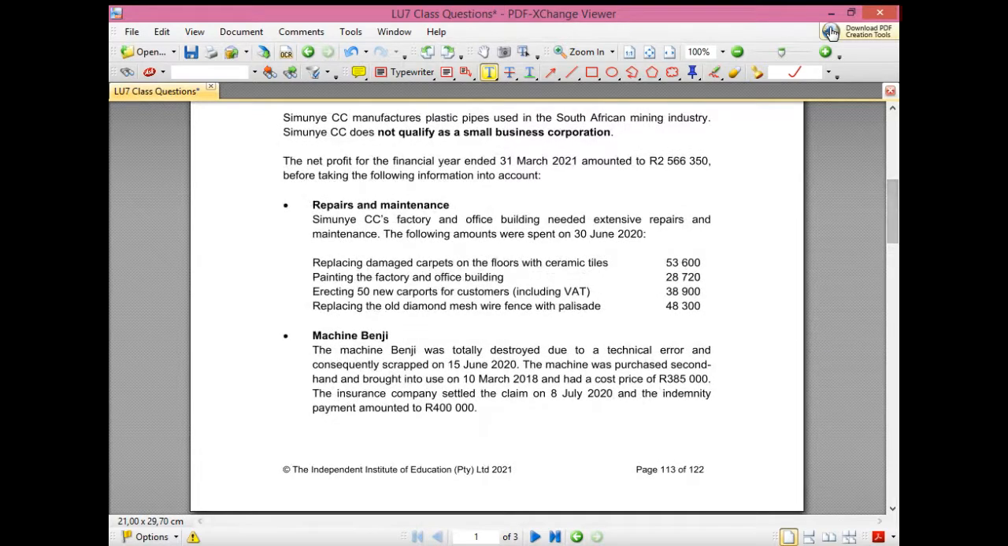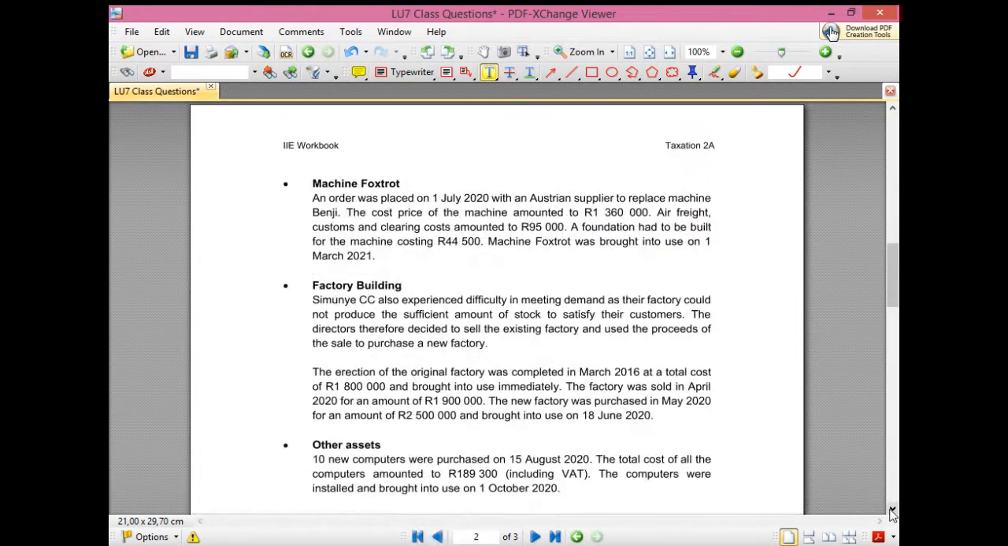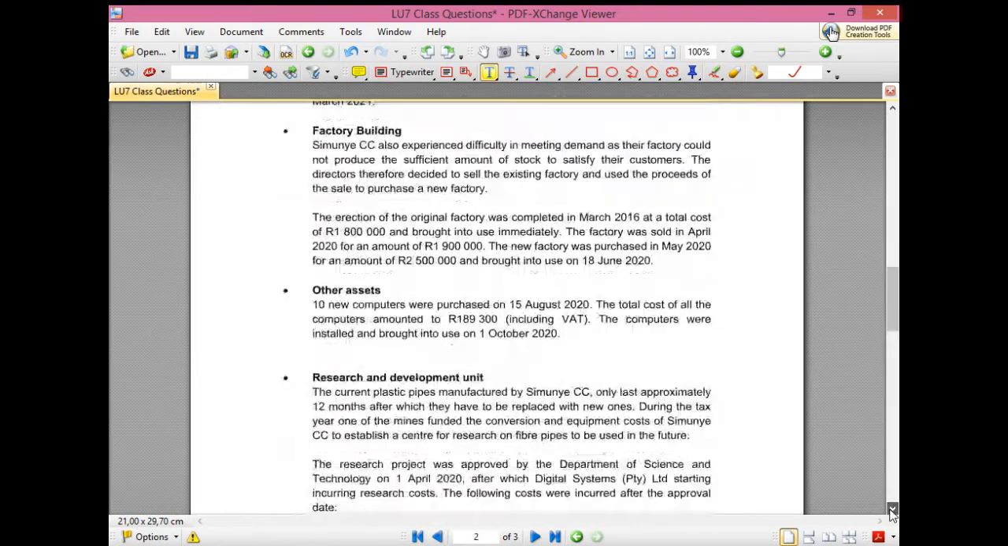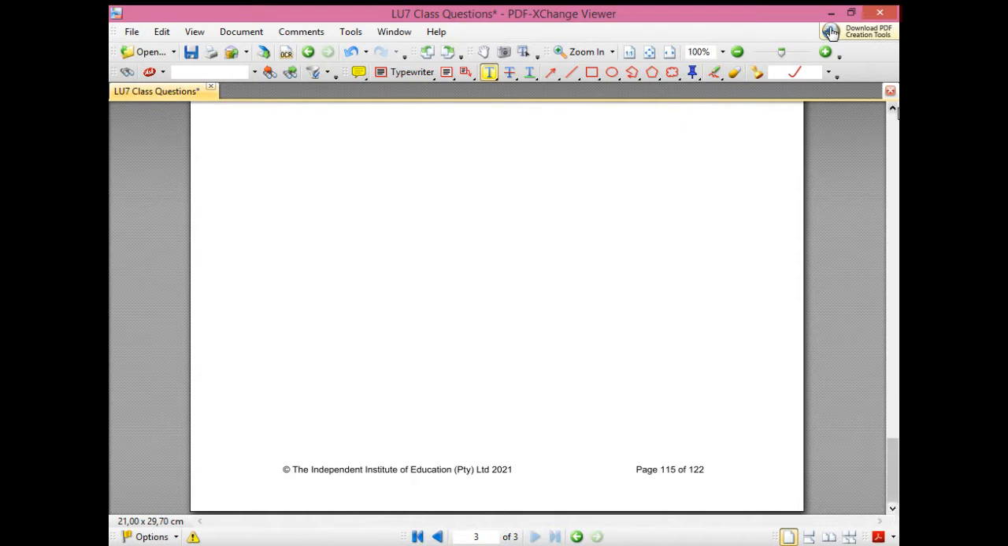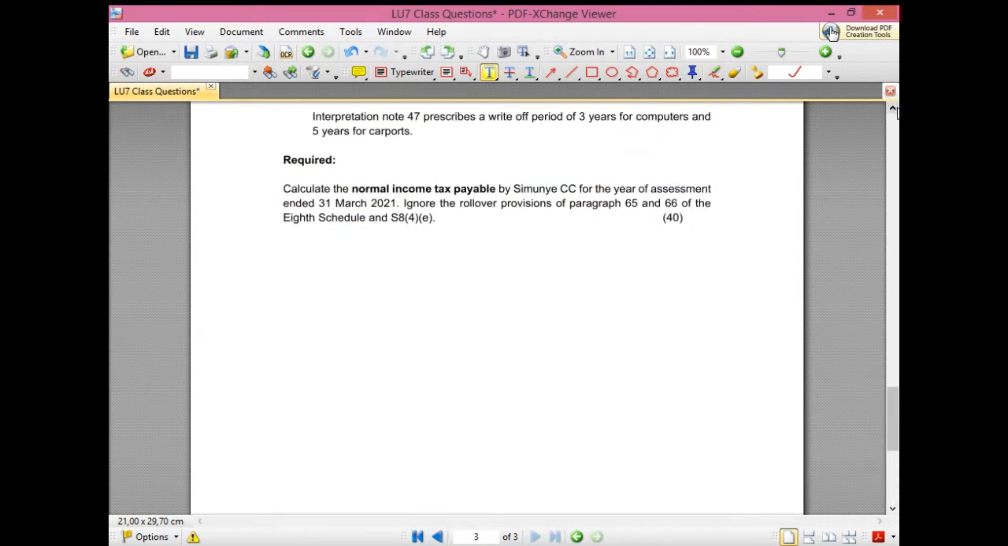Okay, so in this question, it's on page 113 up to 115 in your workbooks. So if we scroll to the end of the question, let's quickly see what you had to work out. So they ask you to work out your normal tax payable. Okay, now normal tax payable is your normal tax calculation. So that means your taxable income at 28%. Okay, unless it's a SPC, then it would be a different rate.